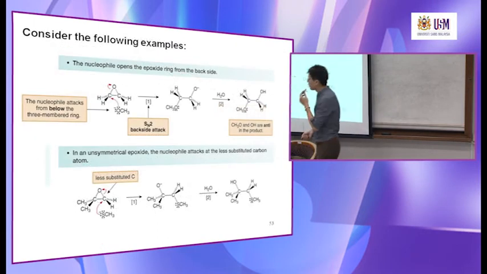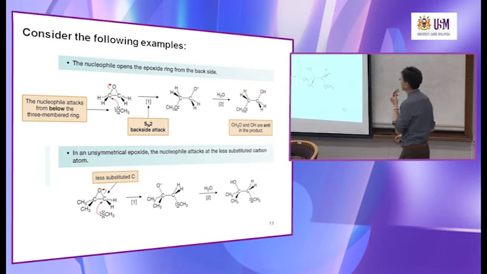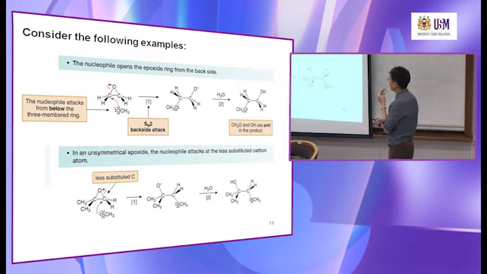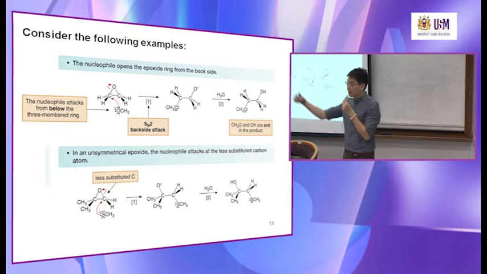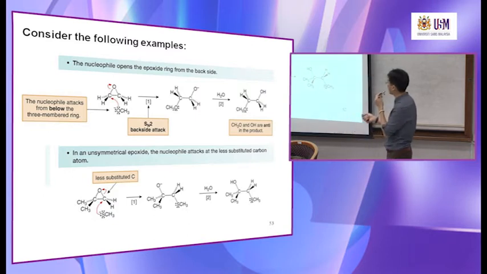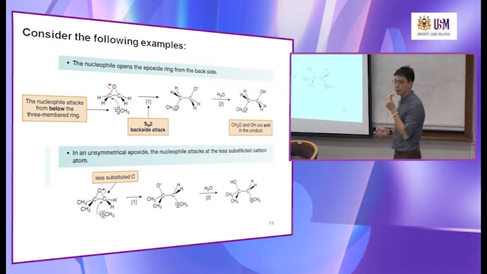Then, how about considering this example? The first epoxide is a symmetrical epoxide. The nucleophile opens the epoxide ring from the back side. You can think in this way: this is the top, which the O belongs to, and this is the bottom. The nucleophile always attacks from below the three-membered ring. If you attack from above, the oxygen there is going to have an electron cloud, so the nucleophile will not be very stable attacking from this position. So the nucleophile always attacks from below the ring.